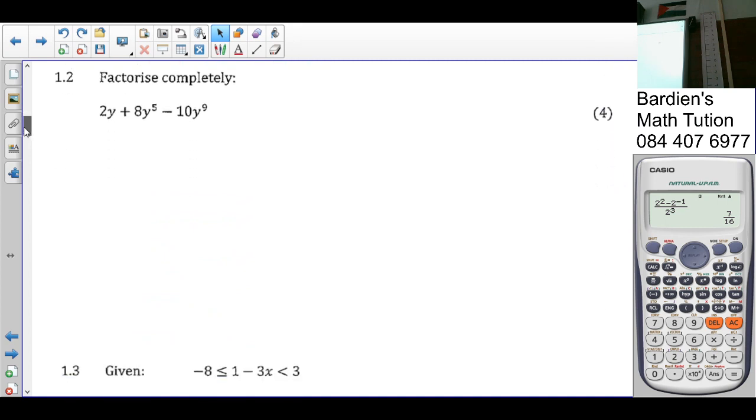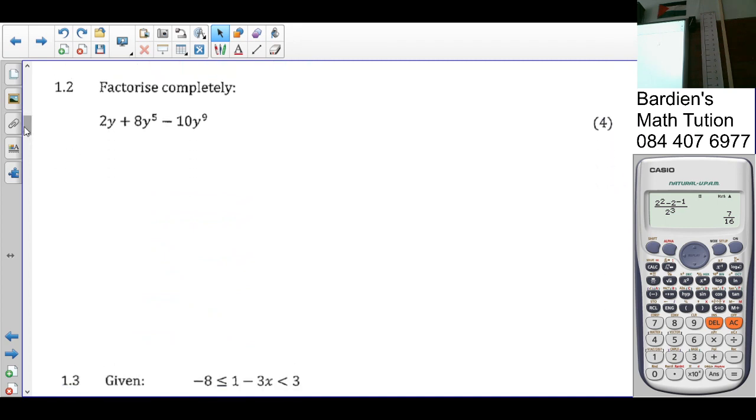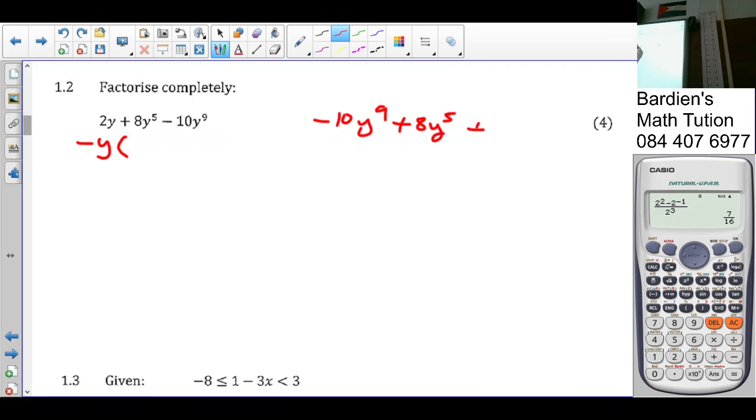Now, let's look at 1.2. Factorize completely. So what do we notice? We have a common factor here of negative y. Take negative y as a common factor. So what I'm going to do is rearrange first. I'll do it on the board. I write it in descending powers of y. Then negative y is a common factor. So it's 10y^8 plus, no, minus 8y^4 minus 2.